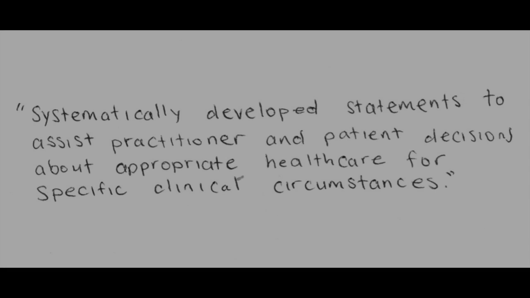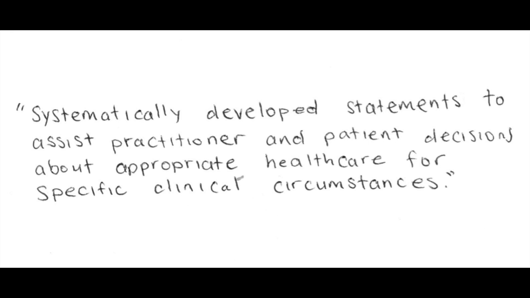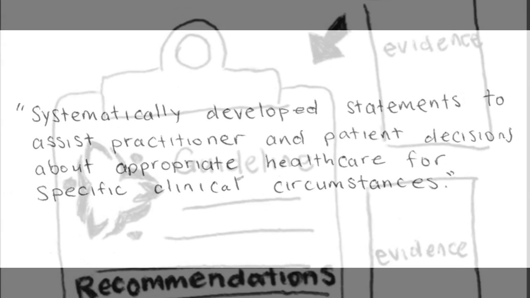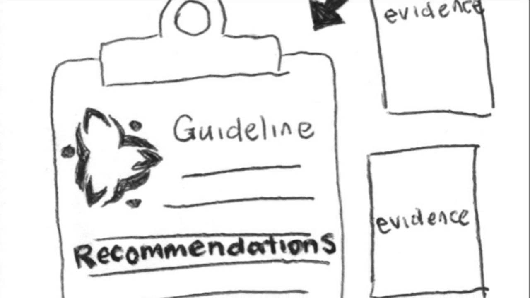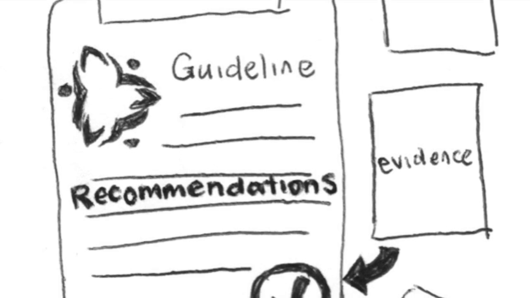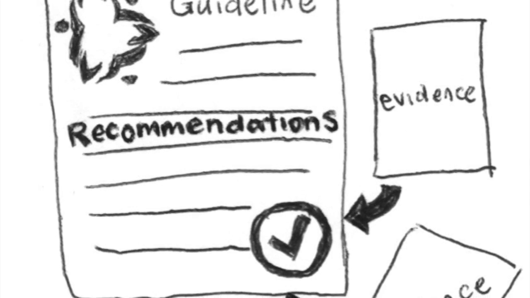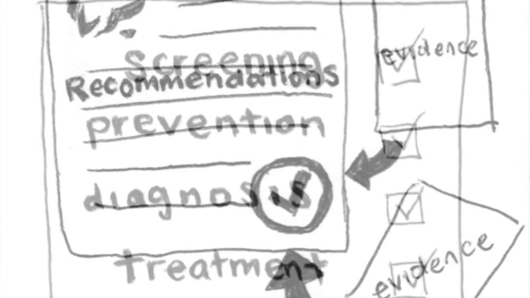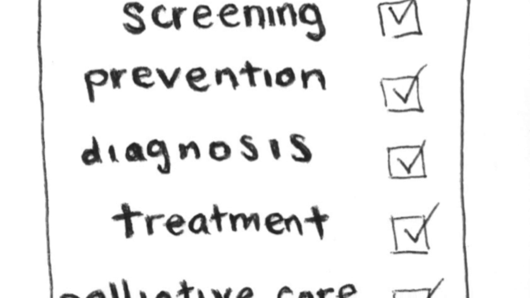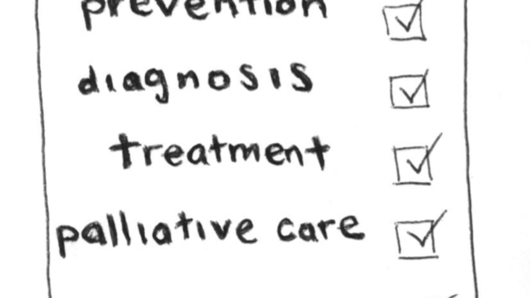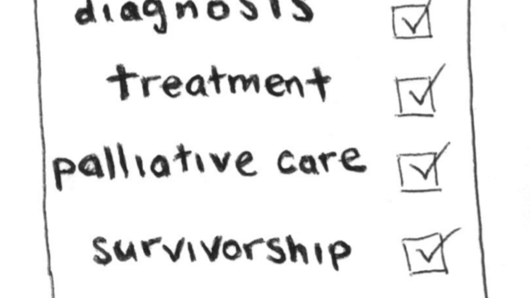are. Guidelines are systematically developed statements to assist practitioner and patient decisions about appropriate healthcare for specific clinical circumstances. In other words, cancer guidelines give recommendations based on up-to-date evidence that help doctors and patients come to an agreement about how to manage the disease. Cancer guidelines cover information about screening, prevention, diagnosis, treatment, palliative care, and survivorship.